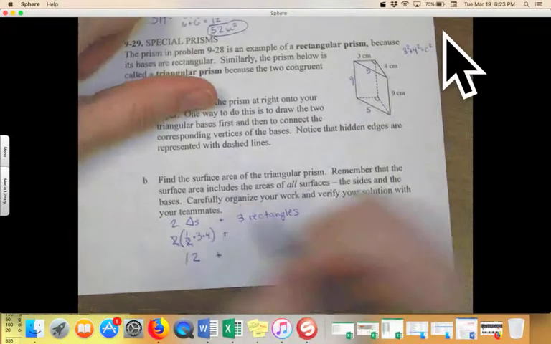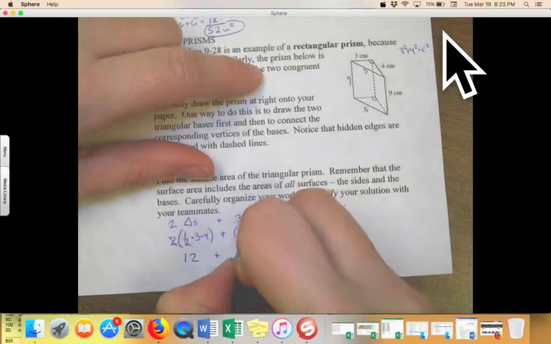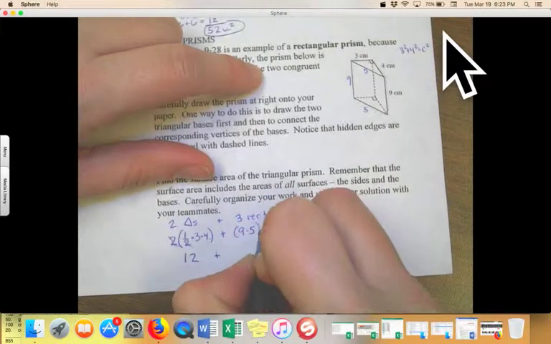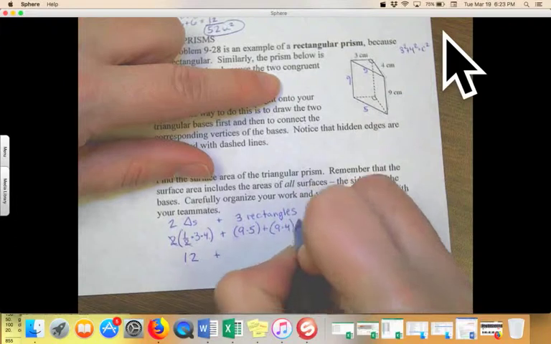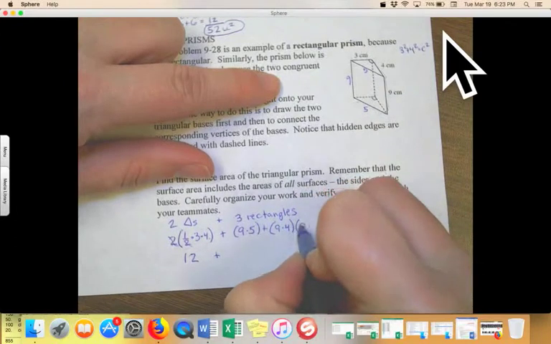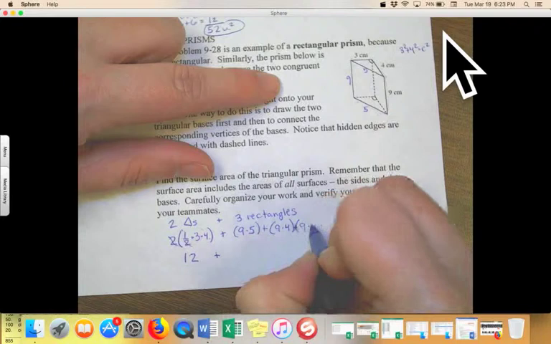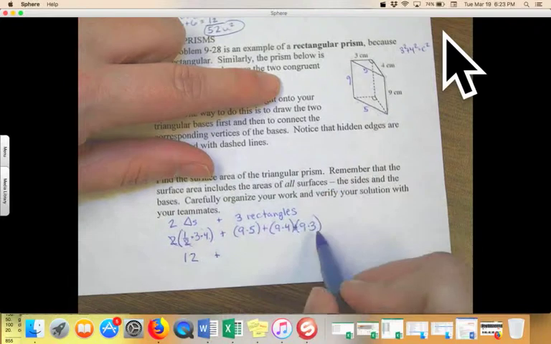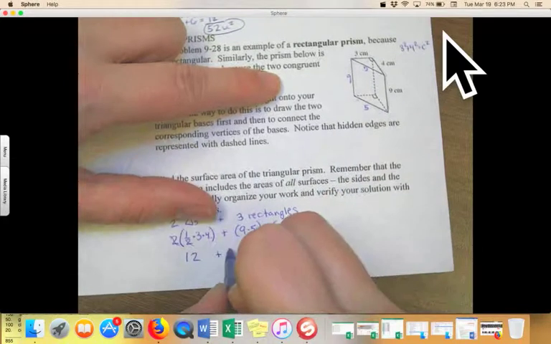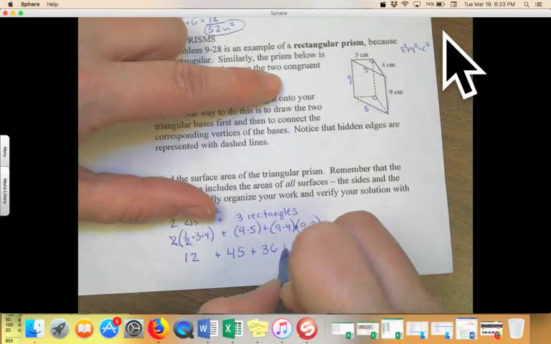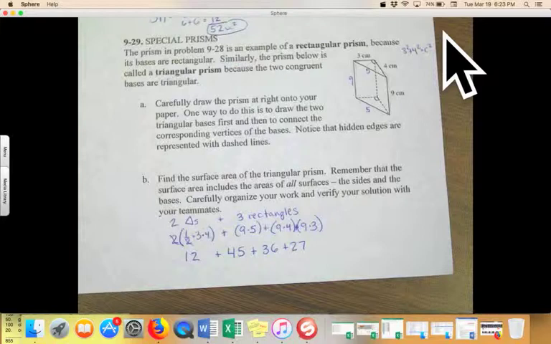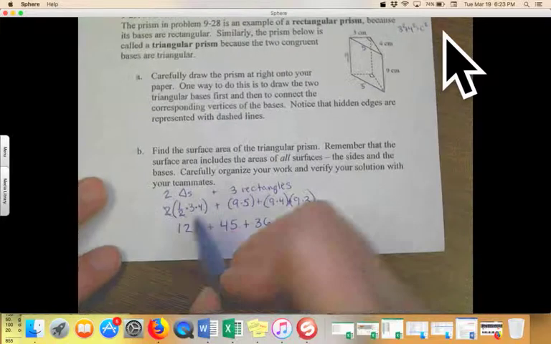So your rectangles. You have a 9 by 5 rectangle, and you have a 9 by 4 rectangle, and you have a 9 by 3. Oops, I forgot the plus there. 9 by 3 rectangle. Okay, so 9 times 5 is 45, 9 times 4 is 36, and 9 times 3 is 27. The last thing that we need to do is just add all of these together.